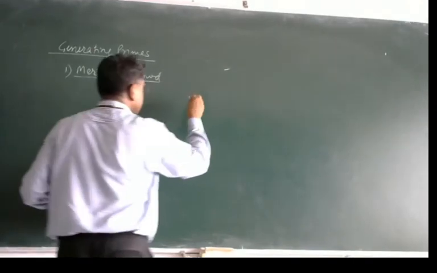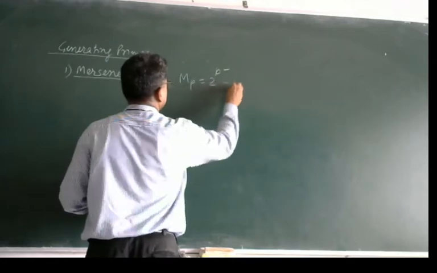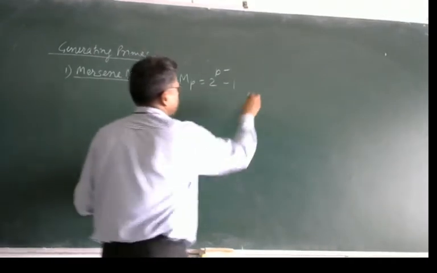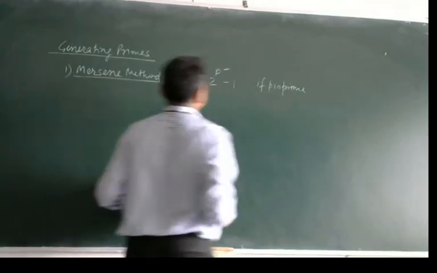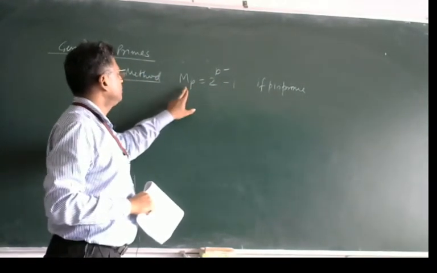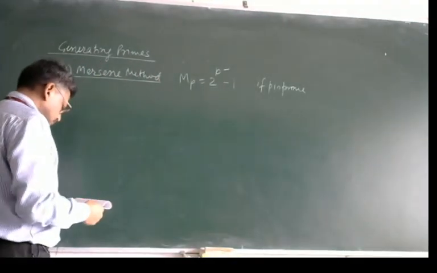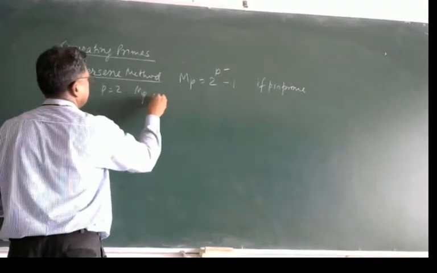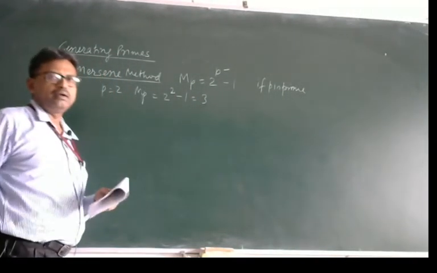Now, the Mersenne method says that MP is equal to 2 to the power P minus 1. It means it is going to generate a prime number if P is prime. It means if P is prime, whatever value MP we get will also be a prime number. So, for example, suppose P is equal to 2. What will happen with MP? 2 to the power 2 minus 1 is equal to 3, and 3 is also a prime number.